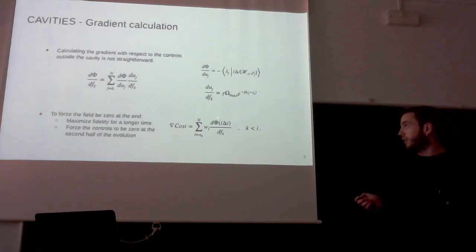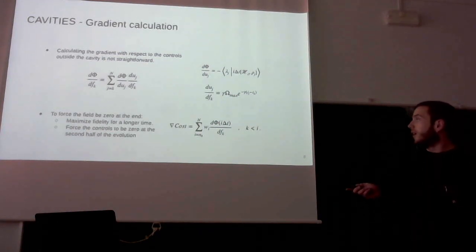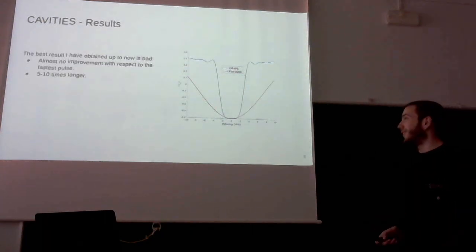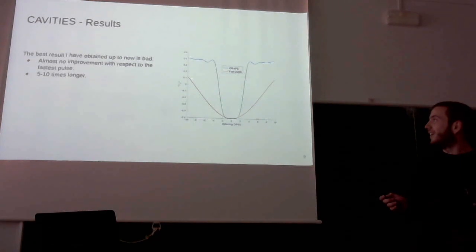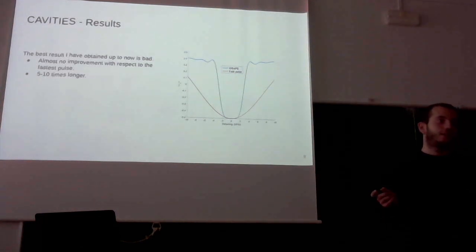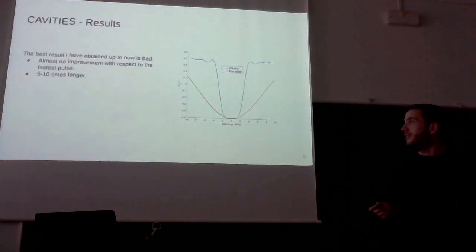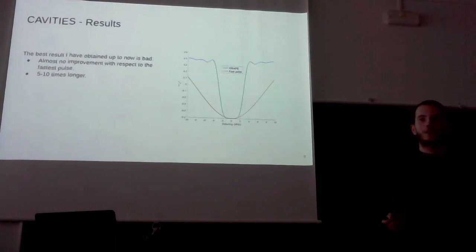Okay, this is the maximization of the fidelity for longer time, and adding everything together, we have obtained some results which are not good. I have not obtained good results yet. The red one is the pulse with the robustness explained before, the fastest one. And the blue line is the robustness obtained with the pulse that I have obtained with the GRAPE algorithm. The problem is that the blue one takes 5 or 10 times longer than the previous one.